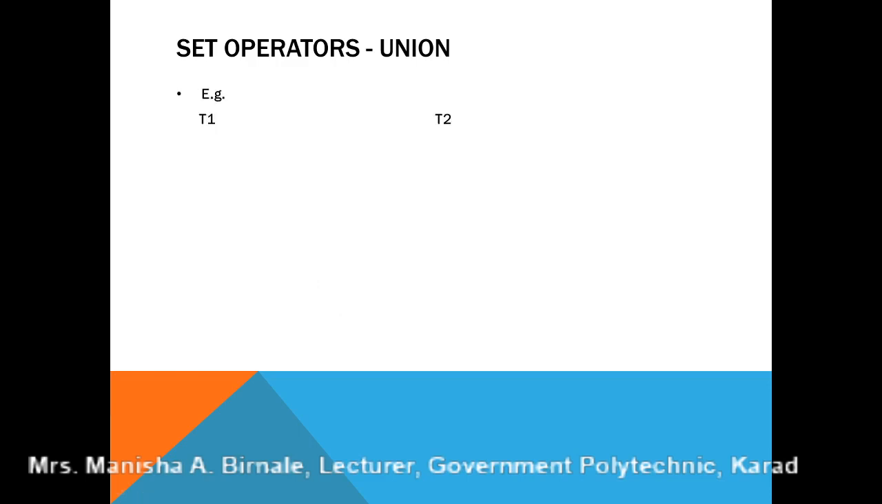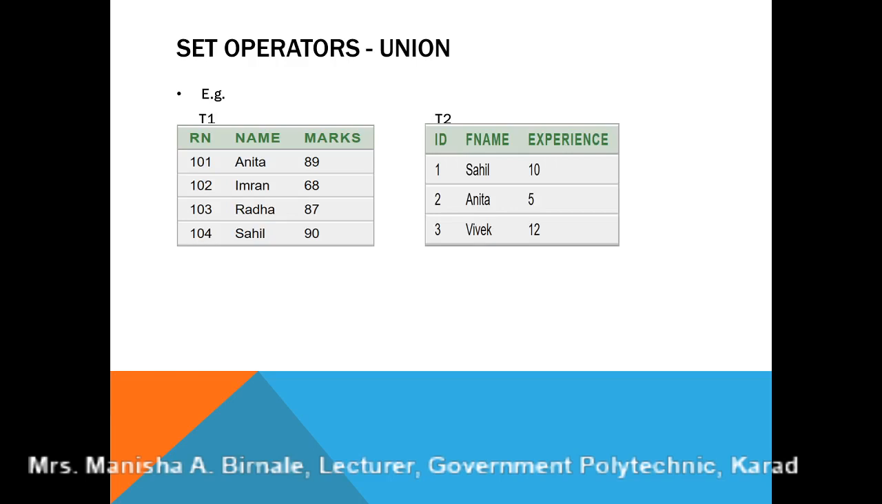Let us see an example. Suppose there are two tables. Table 1, T1, has columns roll number, name and marks. And this is table 2, which has columns ID, FNAME and experience. Now suppose we have written a query like this: select name from T1, union, select FNAME from T2. This is the first query, select name from T1.